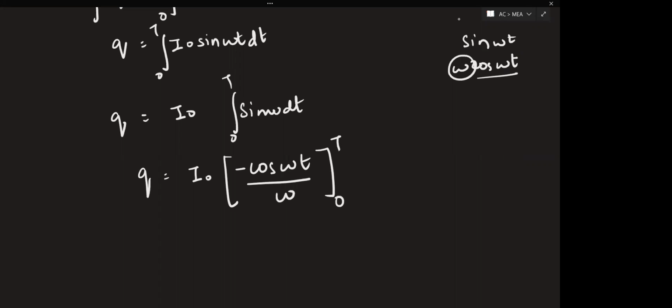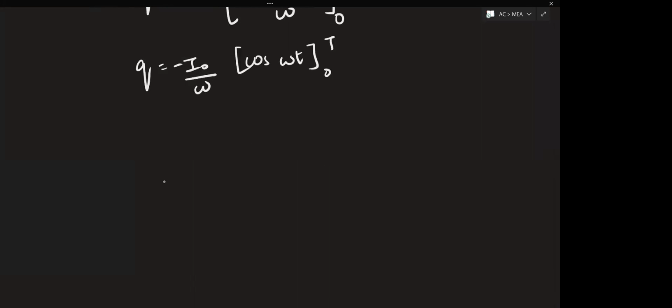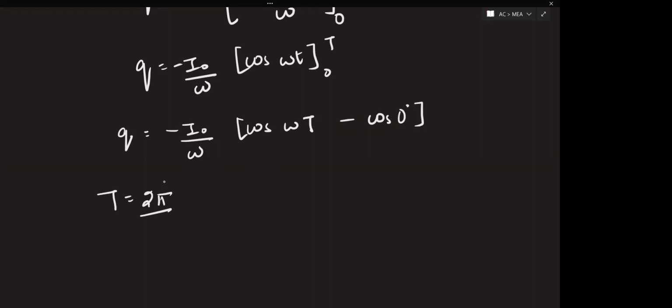So this is from 0 to T. So Q becomes minus I naught by omega, and what is left is cos omega t from 0 to T, the time period. Now class, minus I naught by omega. What is this? This is cos omega T minus cos omega into 0, or you can directly write it as cos 0 degree. T is equal to 2 pi by omega. Remember this relation.